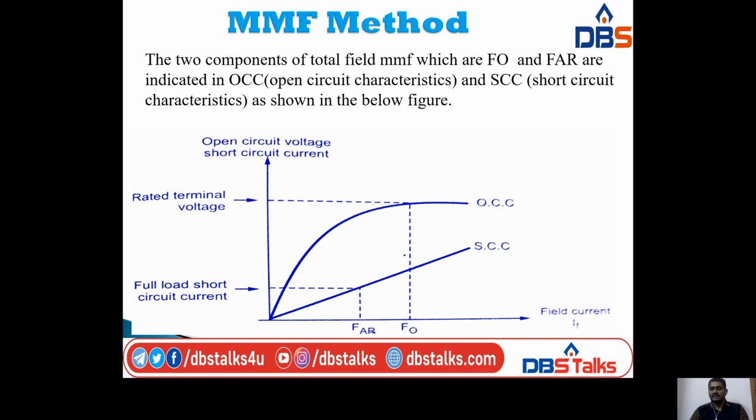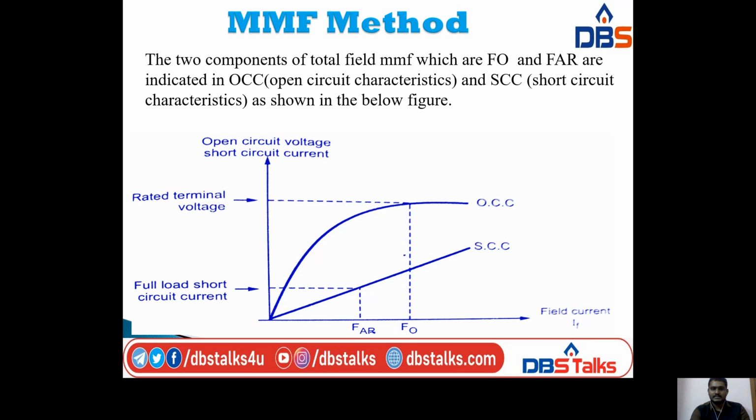Okay, so here F naught gives the open circuit characteristics, and FAR gives the full load short circuit current. This is indicating the rated terminal voltage, that is F naught, and full load short circuit current, that is FAR.